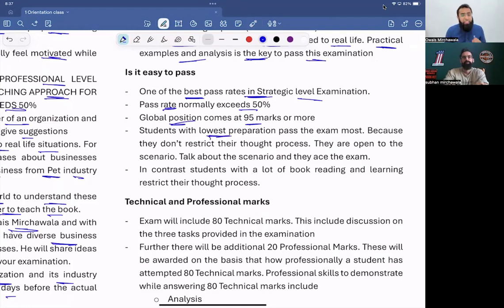Students with the lowest preparation pass this exam the most. Why? Because they don't restrict their thought process. They are open to the scenario. They talk about the scenario and they ace the exam. See, that's so important. Like just think about a person who hasn't studied anything and you give him the exam paper. What will he do? He'll just focus on that because he knows nothing. His chances to pass the exam will be much greater because he's focusing on that case, using his knowledge and his practical approach to answer it.